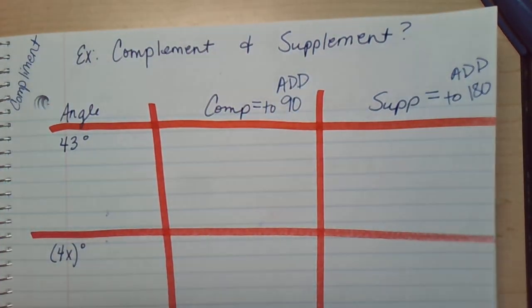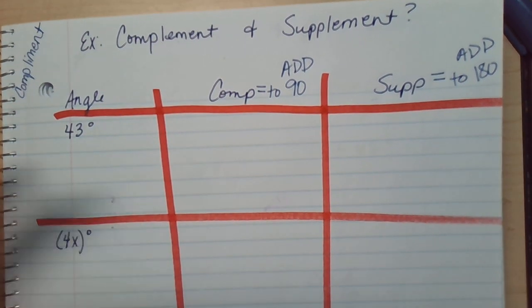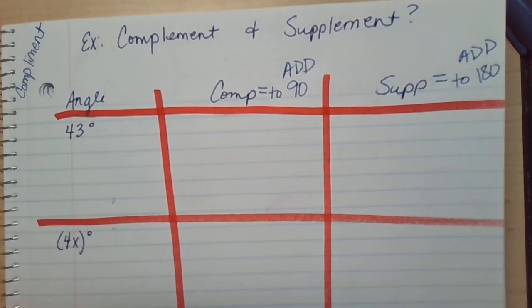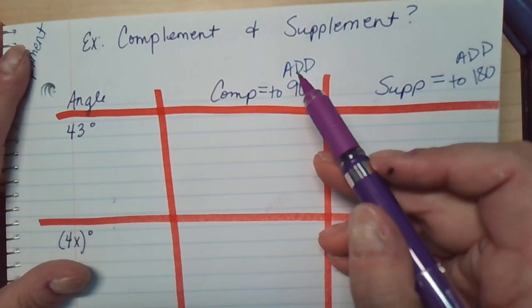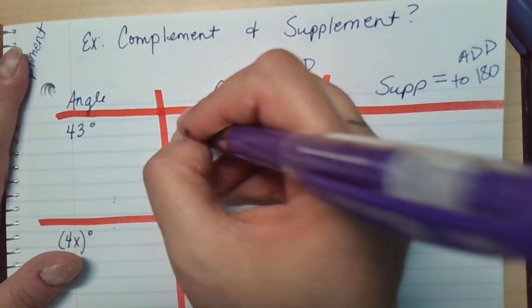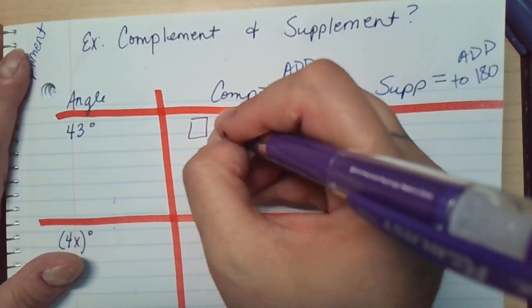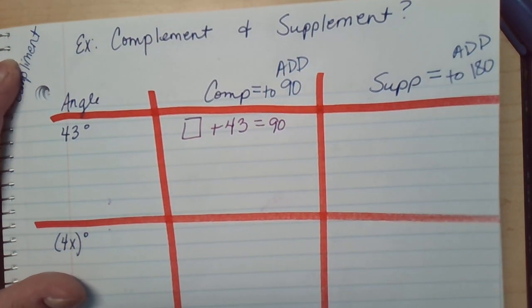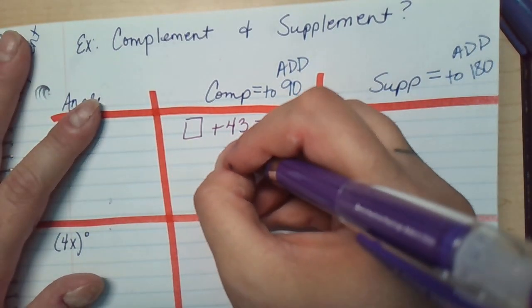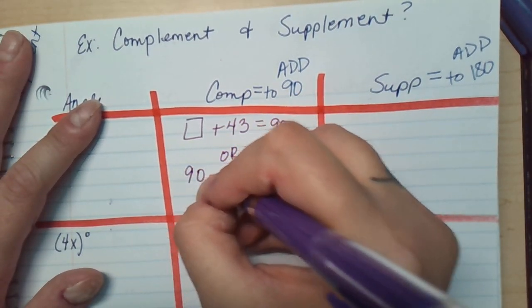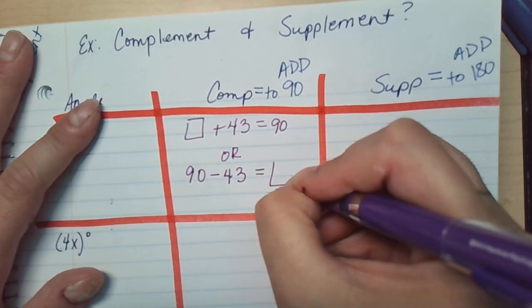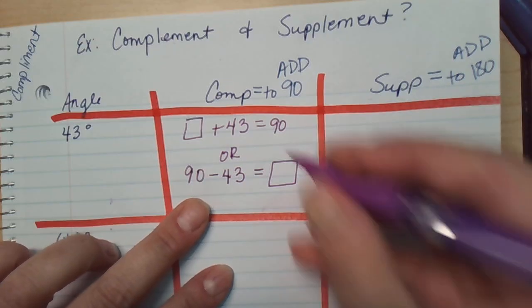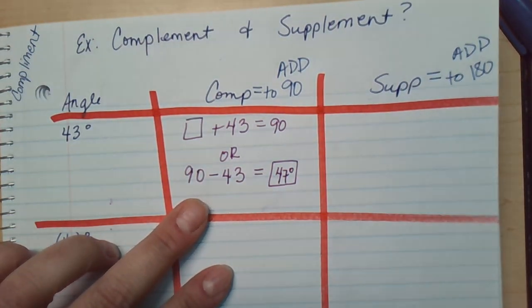All right, let's see. If I give you the angle 43, the complement is whatever plus 43 gives you 90. Well, instead of talking about adding, we could go backwards and subtract. So it's like we're saying something plus 43 equals 90. And instead of trying to sit here and guess, we could just say 90 minus 43 equals the complement. So 90 minus 43 is 47 degrees. That's the complement.